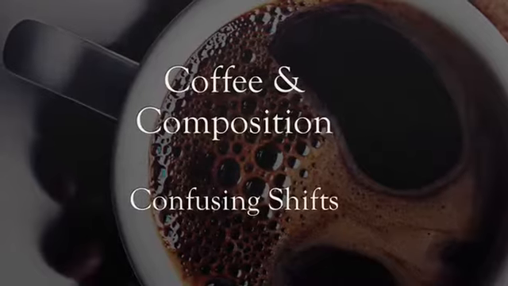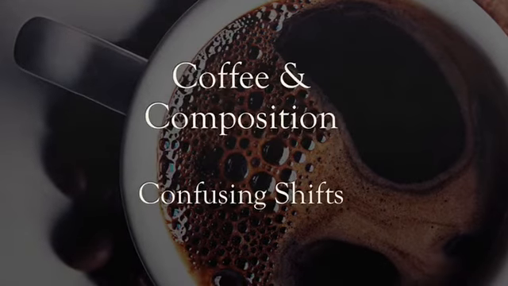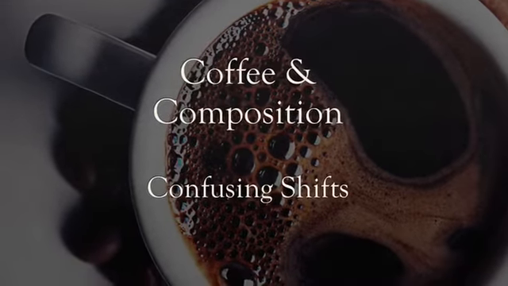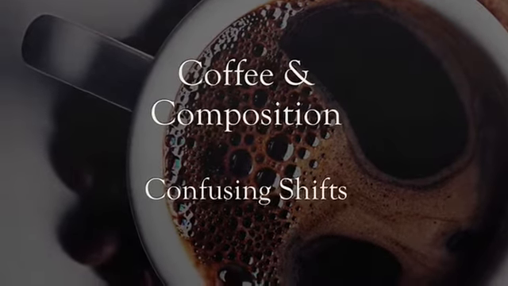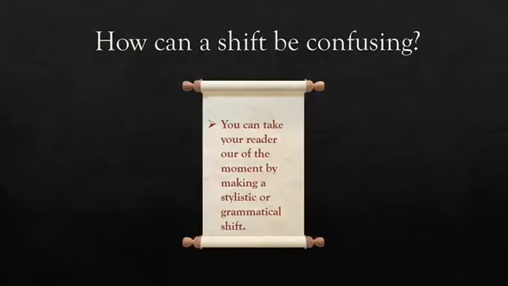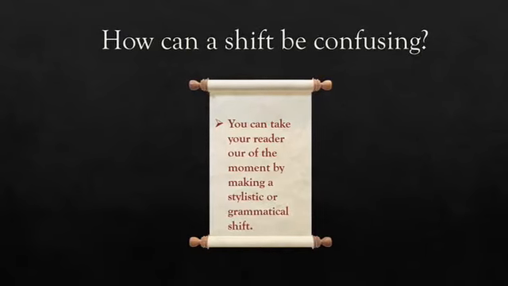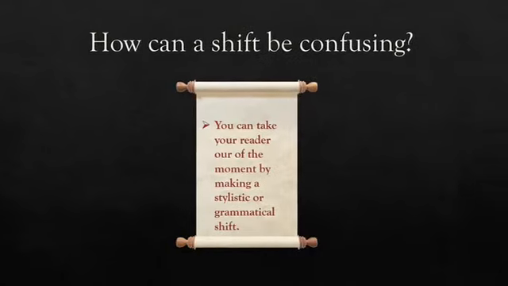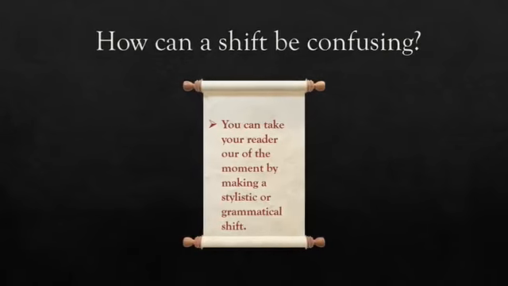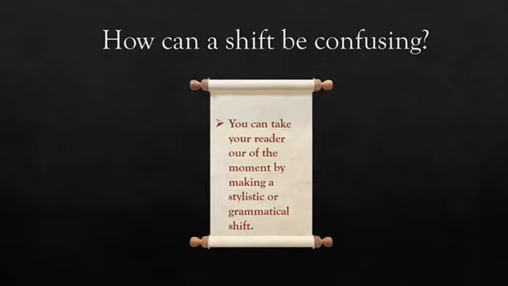All right, so let's knock it out of the park with this back to basics, nitty gritty of grammar. And we're going to finish strong with confusing shifts. So how can a shift be confusing? Well, you can take your reader out of the moment of your sentence, your paragraph, or your entire composition by making a stylistic or grammatical shift. For this segment, we're going to focus on grammatical shifts.